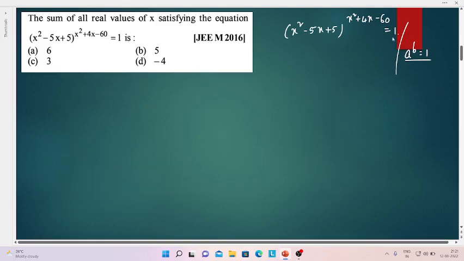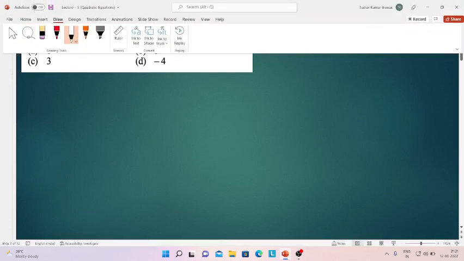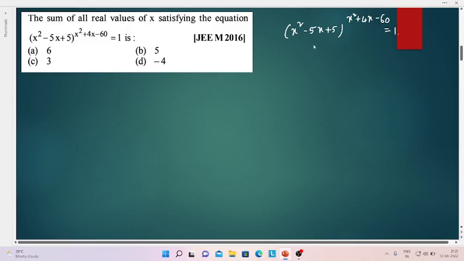So let me erase that part so that I can show you the ideas for which we'll get the solution, right? We first put the base equal to 1, right? So let me put x square minus 5x plus 5 equals 1, right? So that the expression x square minus 5x plus 5 to the power x square plus 4x minus 60 equals 1. So let me calculate this part, which will be x square minus 5x plus 5 minus 1, which is nothing but x square minus 5x plus 4 equals 0.